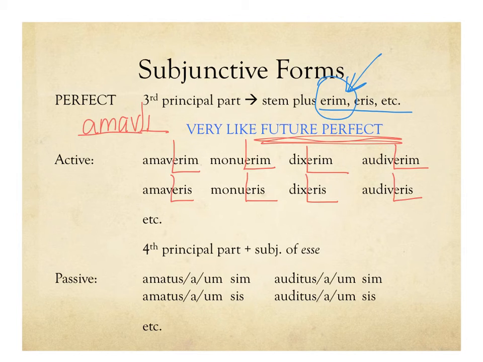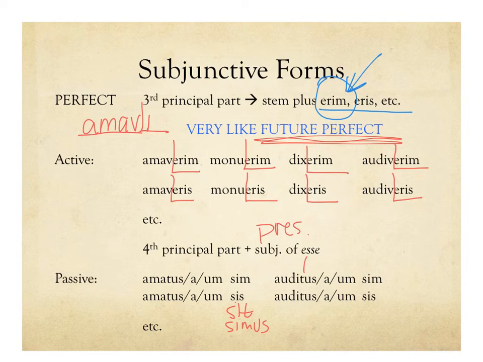Now, for the passive forms, we have the fourth principal part plus the subjunctive of the verb to be. And this is just like the perfect passive indicative, if you think about it, where we have the fourth principal part and the present tense of esse. Here we have the present subjunctive of esse. So you can see it's amatus, amata, amatum, sim, amatus sis, amatus sit, right? Amatus simus, etc.